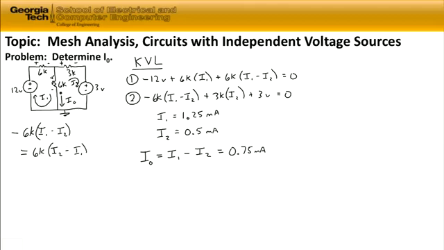It's taking the voltage drop as the resistor times the positive current in that loop minus the negative associated with the corresponding or the adjacent loop. So the answer to this problem is I sub 0 equal to 0.75 milliamps.